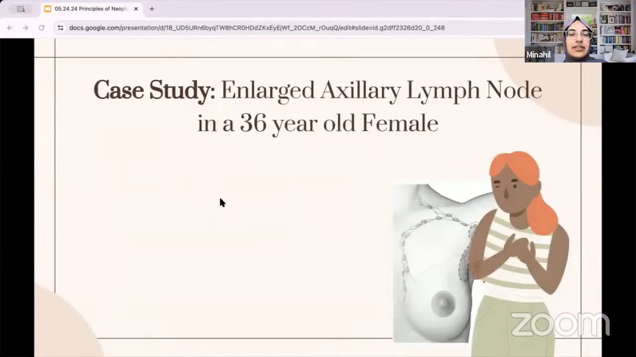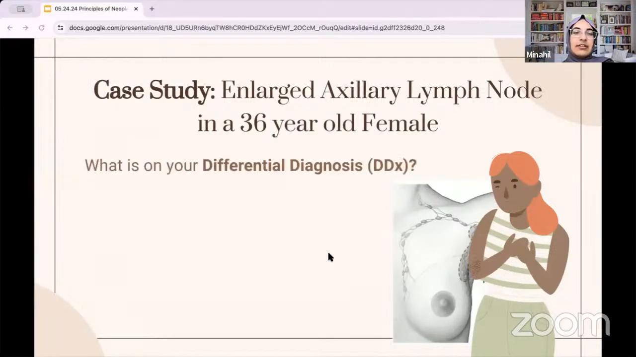So there is a case of a 36-year-old female with an enlarged axillary lymph node. And the axilla is located by the armpit. Axilla is just the medical terminology for armpit. So we call it axilla. And this patient is complaining about it. And so let's first think about a differential diagnosis.